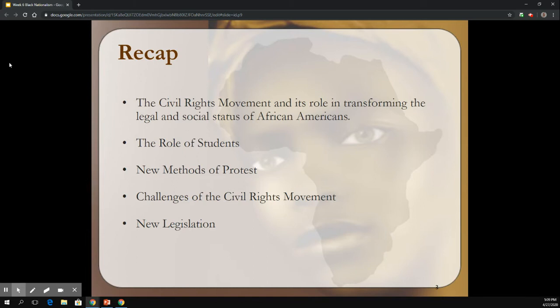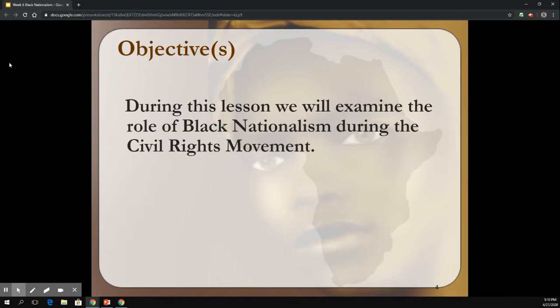If you joined us last week, I talked about the modern civil rights movement and its role in transforming the legal and social status of African Americans, the role of students, methods of protest, and the challenges of the civil rights movement. During this lesson, we will examine the role of Black nationalism during the civil rights movement.